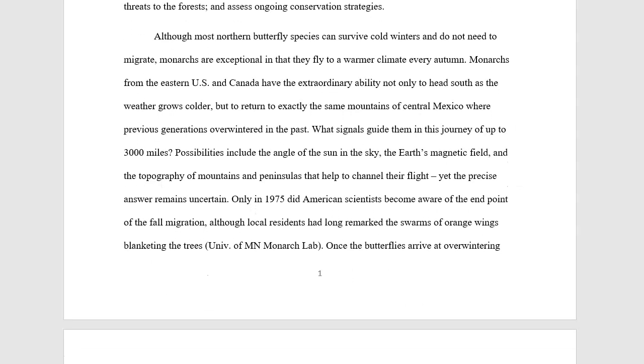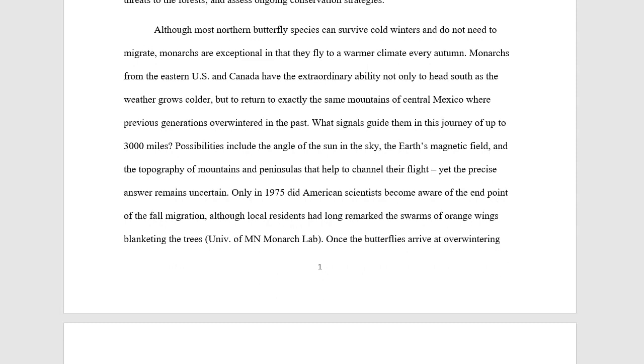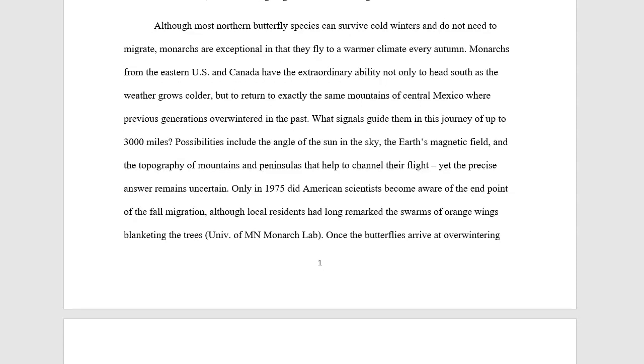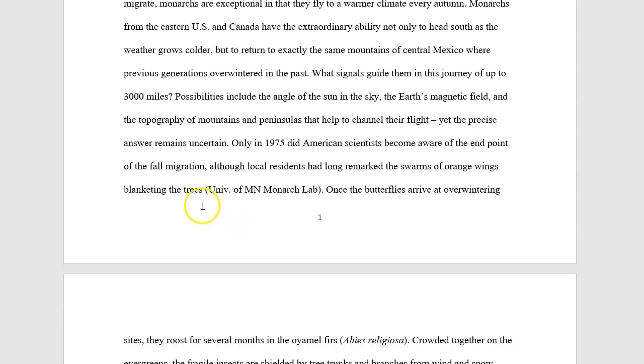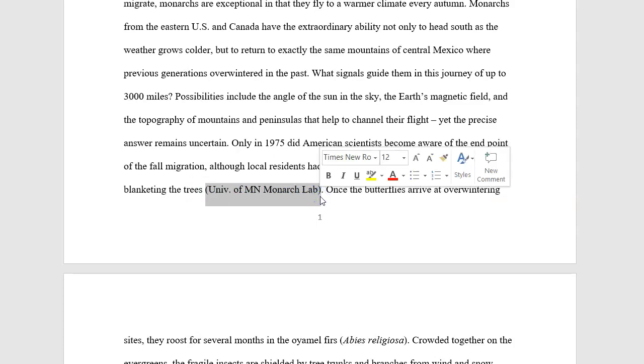Okay, now as I get into the second paragraph, and I'm not going to read this one out loud, I'm getting into some factual details about the monarch's migration. Notice that in this paragraph I've got one parenthetical citation, so here it is. In the parenthetical citation you need to indicate the author of the source that you're paraphrasing or quoting, or if there's not a specific author's name, then you can list, for example, an institution under whose name the source is published.